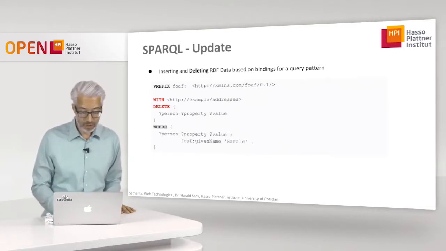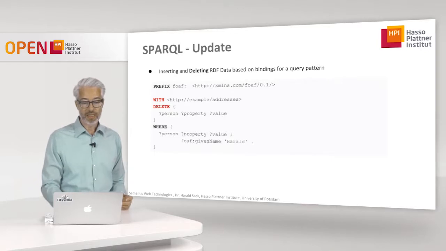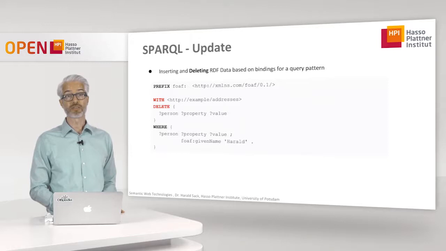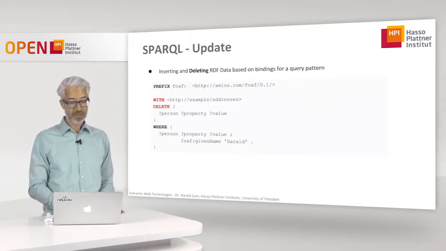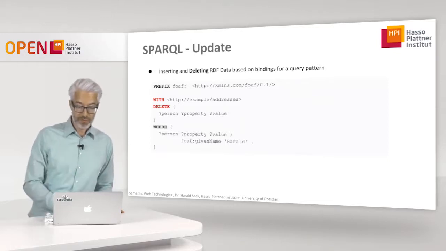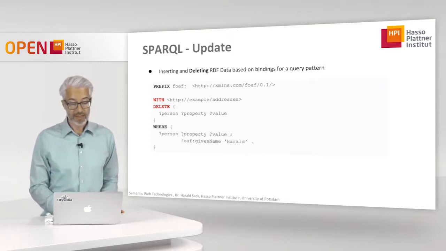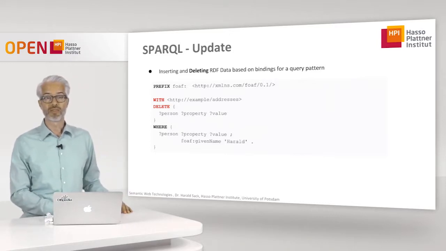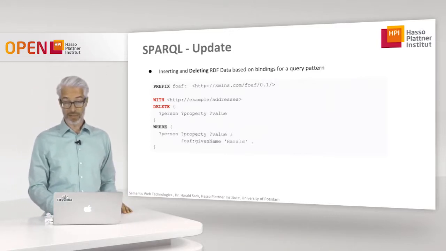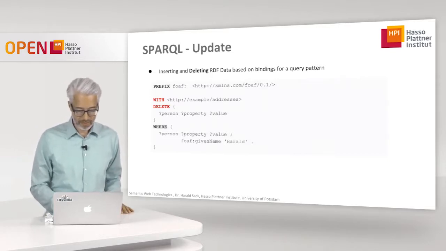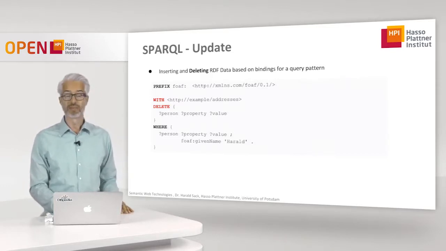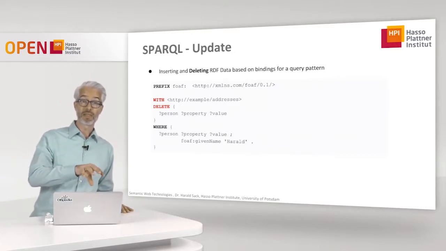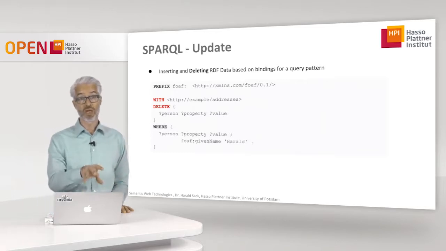Okay, so what is happening here? Here we try to delete RDF data based on bindings for a specific query pattern. And you see the query pattern here, so it means we say first with which graph, and this is a graph that holds addresses, and then I say I want to delete triples which should have the following form: person, property, and value. And here I only specify variables and not, as you might think, complete URIs. So I use, of course, variables that can then be filled with the bindings of a query pattern that you find later on here in the where statement.